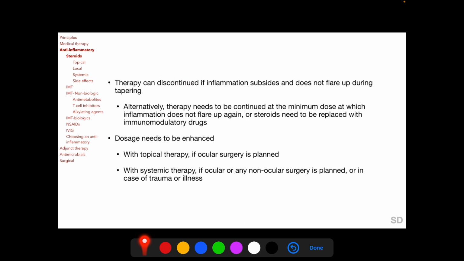Alternatively, therapy needs to be continued at a minimum dose at which inflammation does not flare up again, or steroids need to be replaced with immunomodulatory drugs to avoid the side effects of long-term steroid therapy. And dosage needs to be enhanced with topical therapy if ocular surgery is planned, with systemic therapy if ocular or any non-ocular surgery is planned, or in cases of trauma or illness occurring during the period of steroid therapy.